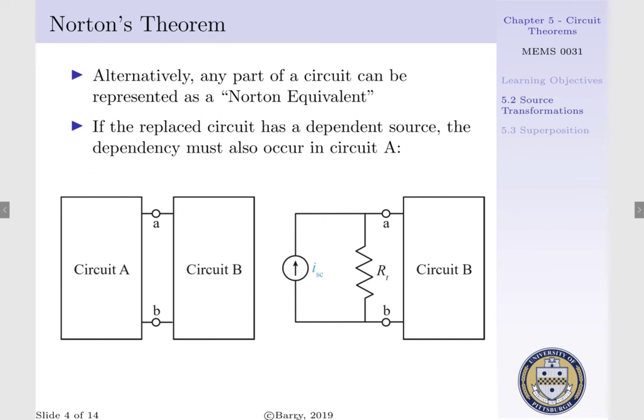Likewise, any part of a circuit can be represented as a Norton equivalent. Once again, we have circuit A connected to circuit B at terminals A and B, and we can represent circuit A as a short circuit current source in parallel with the Thevenin resistance. Once again, if circuit A has a dependent source, our dependency must be taken into account when we construct our Norton equivalent.